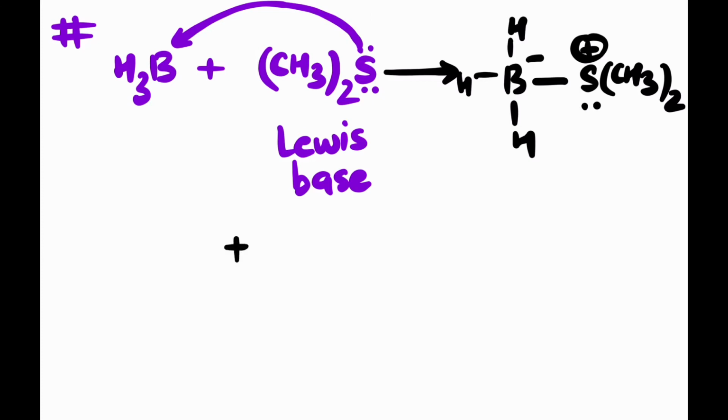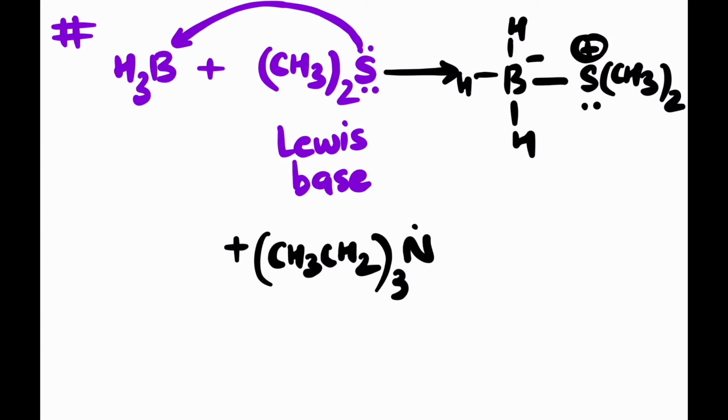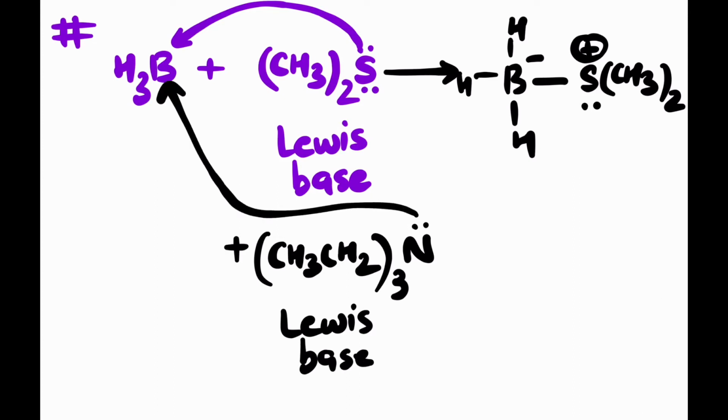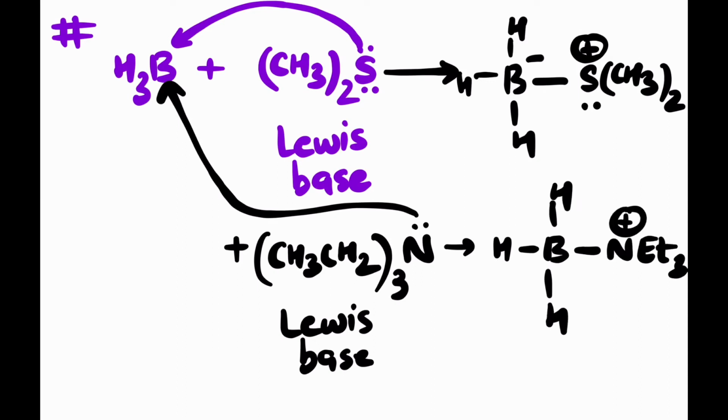Similarly, this can also react with triethylamine. If we have (CH3CH2)3N, a tertiary amine, the nitrogen has a lone pair, so this will act as a Lewis base, and it can donate its electron pair into the vacant orbital of borane to form H3B minus N(Et)3 plus. That's the final product in this case. So all these reactions are basically Lewis acid base reactions, and these are the products. So that's all about the basics of the chemistry of borane. Thank you.